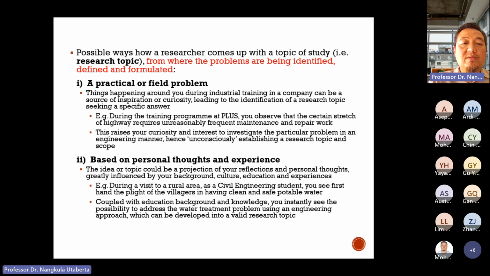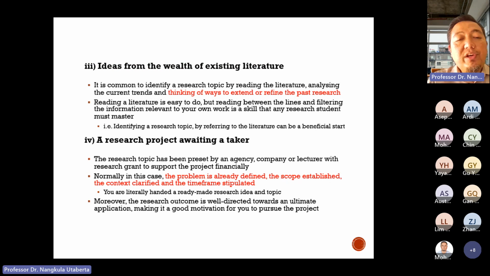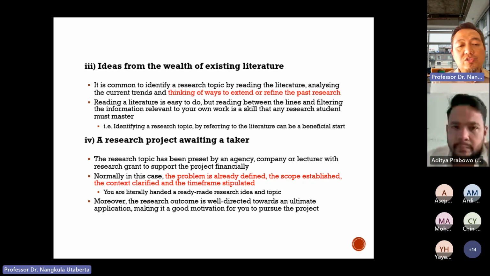source of problems. Or maybe you can come up with it from the literature. When you're looking at the existing literature, what research has been done, what are the theories that people are proposing for that particular research. So those kinds of things can also be a source of information for your problem.